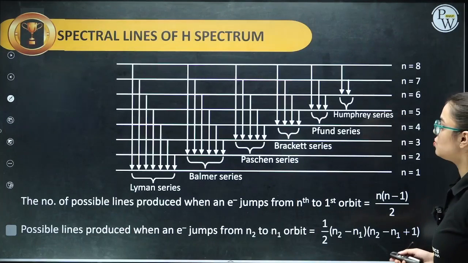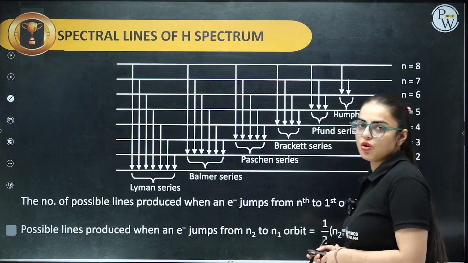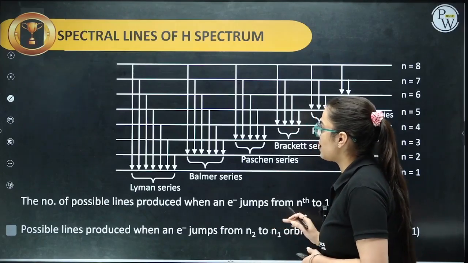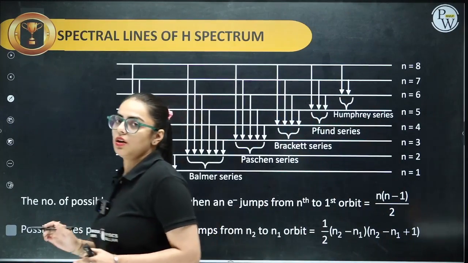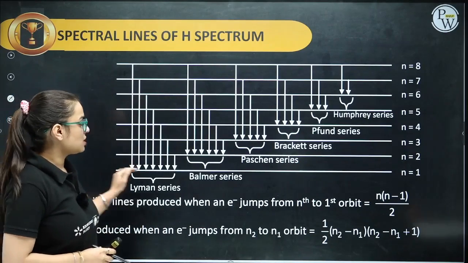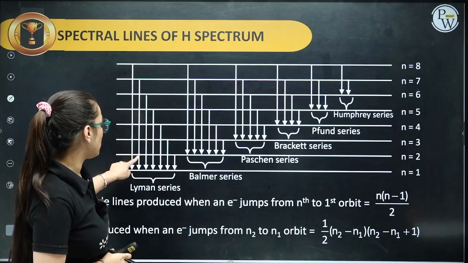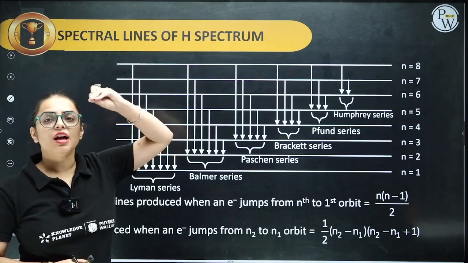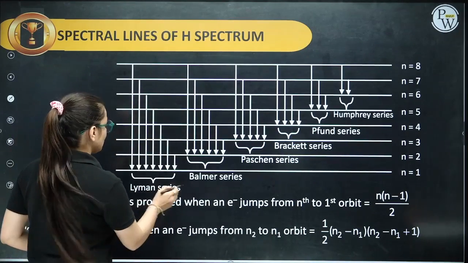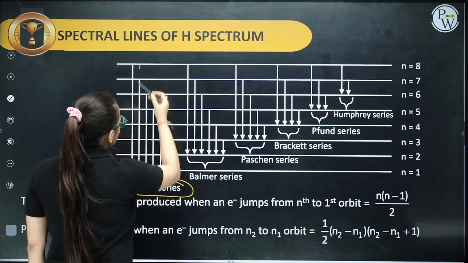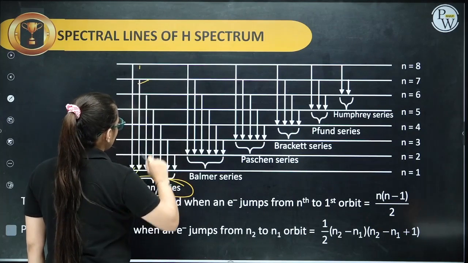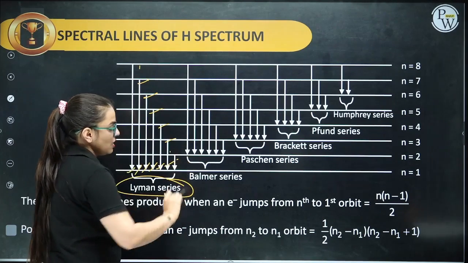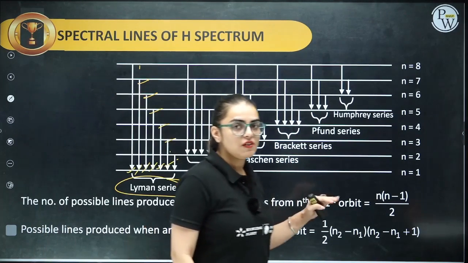Done. Now, see, students, here we have spectral lines of the hydrogen spectrum. Everybody written this? Now, you very well know this is the first ground level, n equals 1, n equals 2, 3, 4, 5, 6. If all the electrons are coming back to n equals 1, that will be the Lyman series. That means from n equals 8 to 1, 7 to 1, 6 to 1, 5 to 1, 4 to 1, 3 to 1, 2 to 1. So, if it is coming back to the first level, it is the Lyman series.